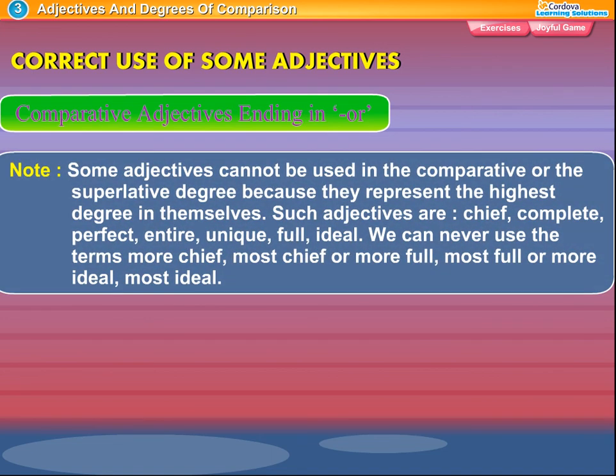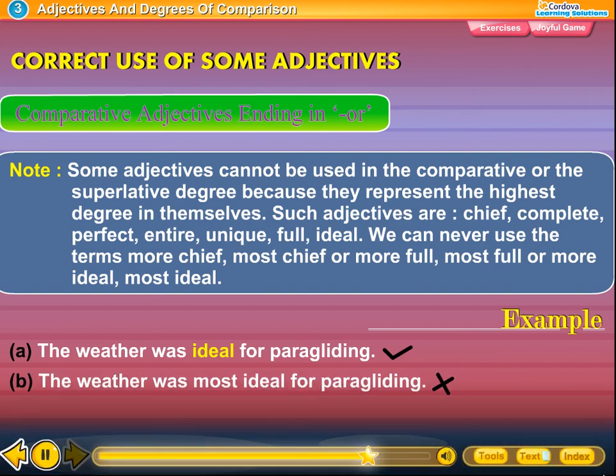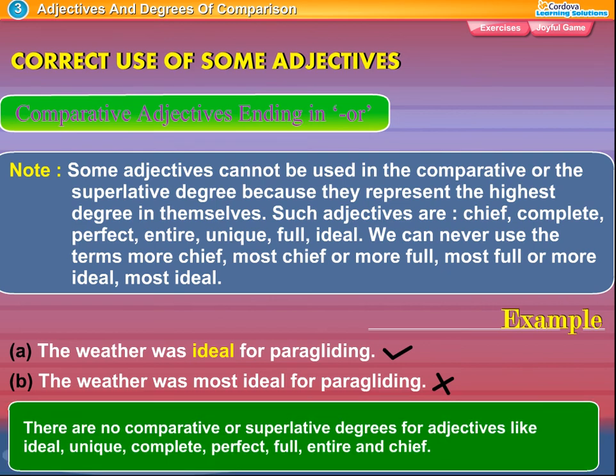Note: some adjectives cannot be used in the comparative or the superlative degree because they represent the highest degree in themselves. Such adjectives are chief, complete, perfect, entire, unique, full, ideal. We can never use the terms more chief, most chief, or more full, most full, or more ideal, most ideal. Examples: the weather was ideal for paragliding. Correct. The weather was most ideal for paragliding. Incorrect. There are no comparative or superlative degrees for adjectives like ideal, unique, complete, perfect, full, entire, and chief.